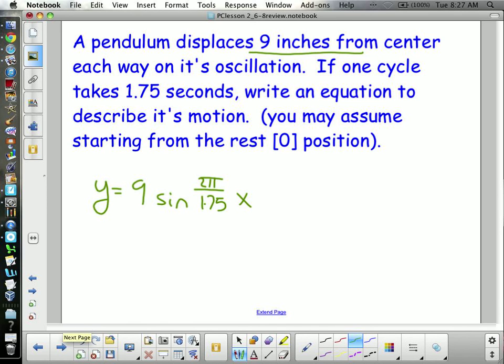Couldn't be easier. Because I gave you the period, I took one cycle as 1.75 seconds. I could have also said, if I give you the frequency, then you have to do the reciprocal of the frequency under 2 pi. All right? There's our function. That's the extent of the simple harmonic motion on this quiz. One question like that. Where do you need to spend your time focusing? Tangent, cotangent, secant, cosecant. And we got there.